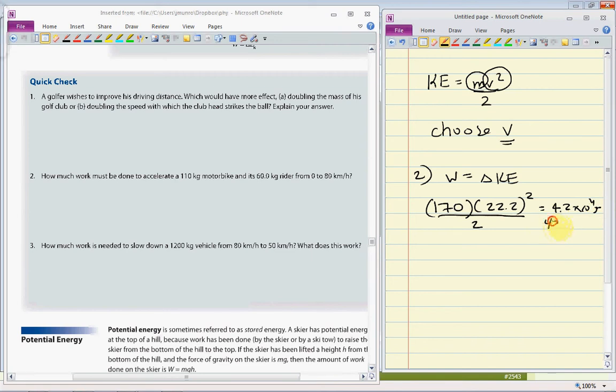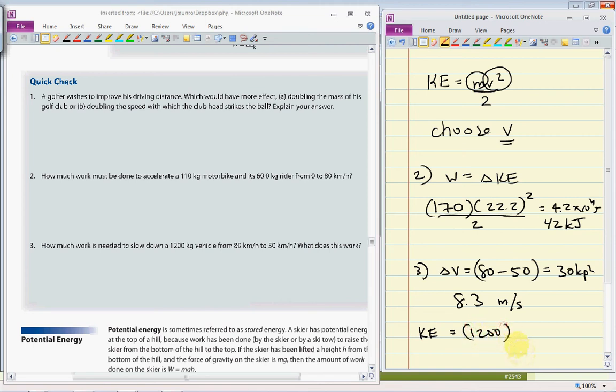or 42 kilojoules. And for 3, the last one here, how much work is done? We can figure out what the change in velocity is by taking the change, that's a change of 30 kilometers per hour, which works out to 8.3 meters per second.